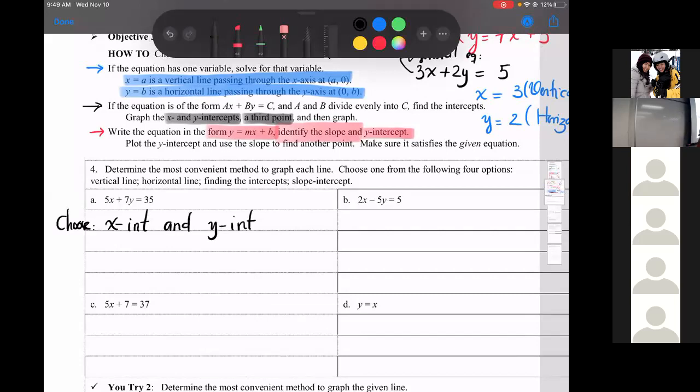What about B? No, you don't have to do it. Just tell me what method you use. What about B? Yeah. So if it's general, you choose the same thing, right? X-intercept and y-intercept. Yeah.